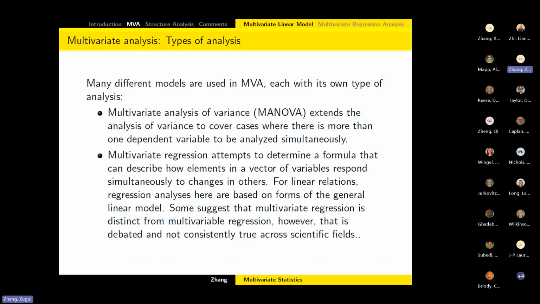Many different models are used in multivariate analysis, each with its own types of analysis. Quite often it is multivariate analysis of variance, called MANOVA. It's the extension of ANOVA. It extends the analysis of variance to cover cases where there is more than one dependent variable to be analyzed simultaneously. Multivariate regression attempts to determine a formula that can describe how elements in a vector of variables respond simultaneously to changes in others. For linear relations, regression analyses here are based upon the form of the general linear model.